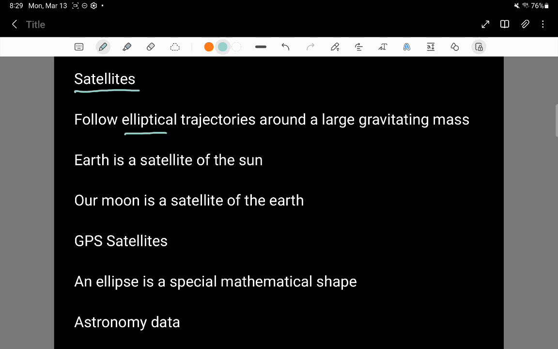So, for example, our Earth is a satellite of our sun. Another example is our moon is a satellite of the Earth, actually. And yet another example, these are person-made, made by humans: GPS navigation satellites, as well as communication satellites, and Sputnik. So the idea is these elliptical trajectories, or these elliptical orbits, these paths, they are periodic.